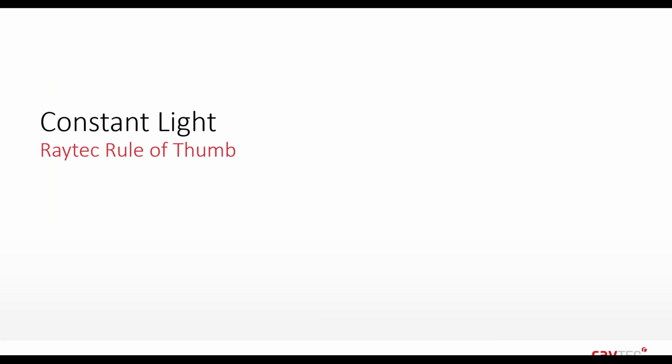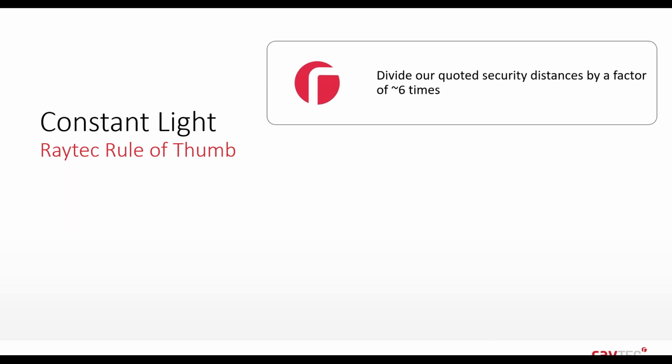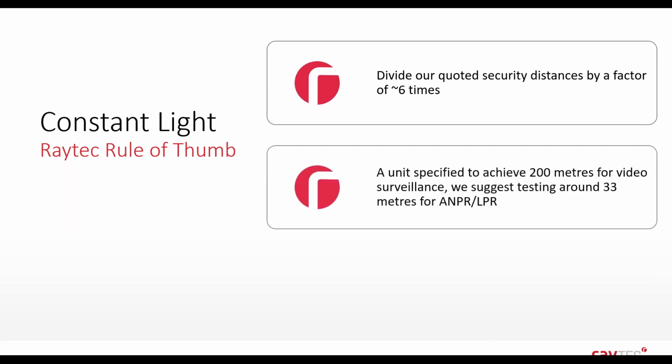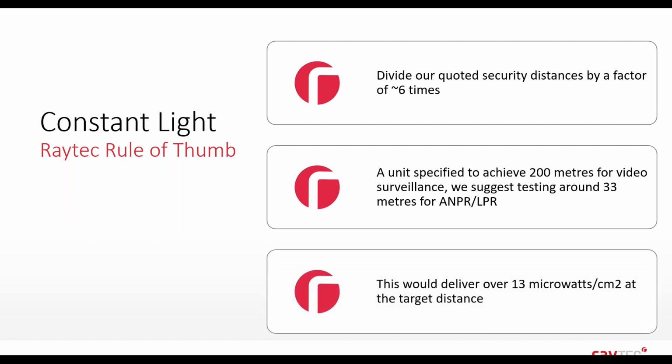So this is the Raytech rule of thumb. Firstly, looking at constant light. If you divide our quoted security distance by a factor of 6, which means a unit specified to achieve 200 meters for video surveillance security, we would suggest testing at around 33 meters for an LPR project. And that would deliver over 30 microwatts per centimeter squared at the target distance.